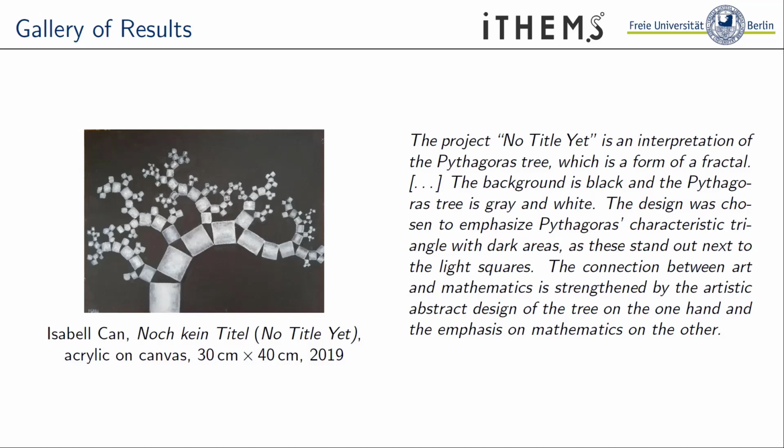The project, no title yet, is an interpretation of the Pythagoras tree, which is a form of a fractal. The background is black and the Pythagoras tree is gray and white. The design was chosen to emphasize Pythagoras' characteristic triangle with dark areas, as these stand out next to the light squares. The connection between art and mathematics is strengthened by the artistic abstract design of the tree on the one hand and the emphasis of mathematics on the other.